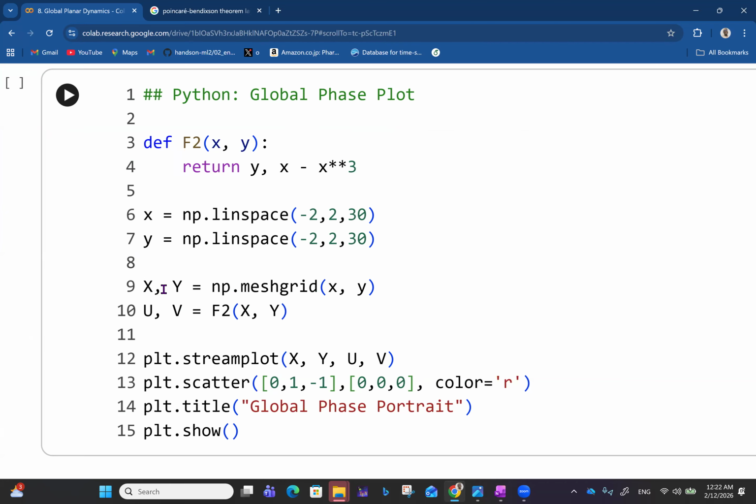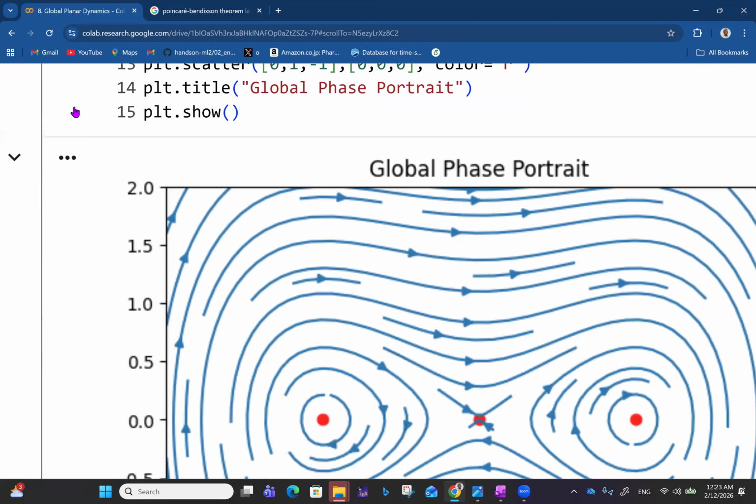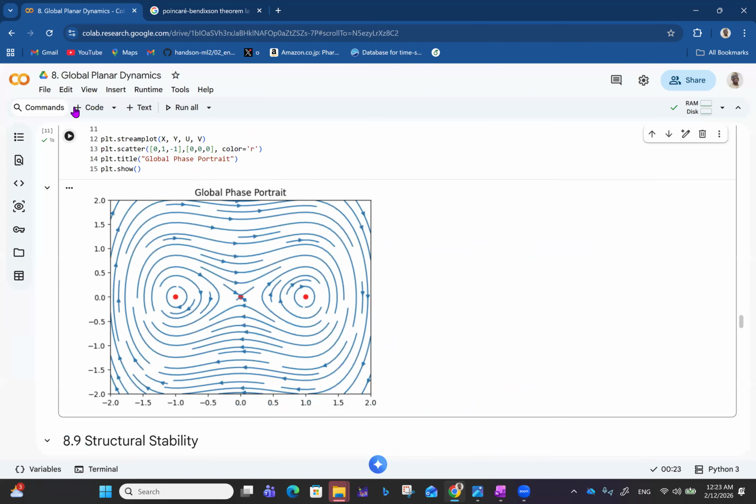Then we do the meshgrid for x comma y, and U, V we have f2 of x, y. Then we do a stream plot to see how the arrows go. So we see 0, 1, minus 1. For scatter, we do 0, 1, minus 1, because we actually want to see these points, (0, 0), (1, 0), (minus 1, 0). We want to see all this. And then we now see the global phase portrait based on all the analysis we have done. And then, okay, we get this beautiful portrait right here.